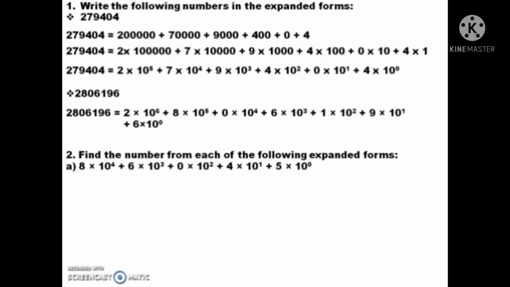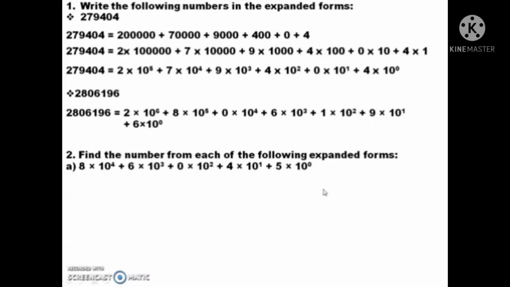And if you know how to write the expanded form, you should know the reverse process also. So find the number from each of the following expanded forms. The expanded form is given to you and you should write the normal number. Let's see: 8 into 10 raised to 4 plus 6 into 10 raised to 3 plus 0 into 10 raised to 2 plus 4 into 10 raised to 1 plus 5 into 10 raised to 0.